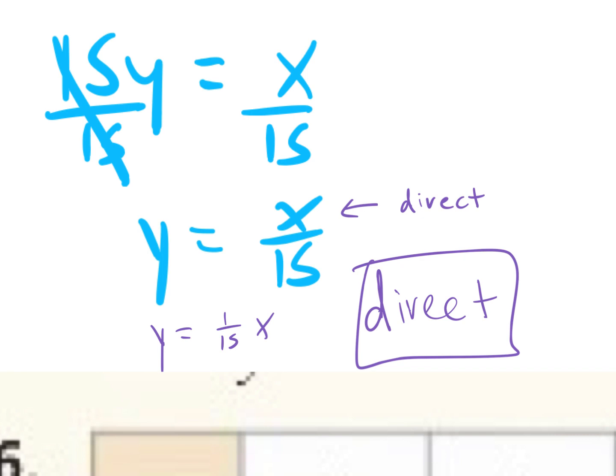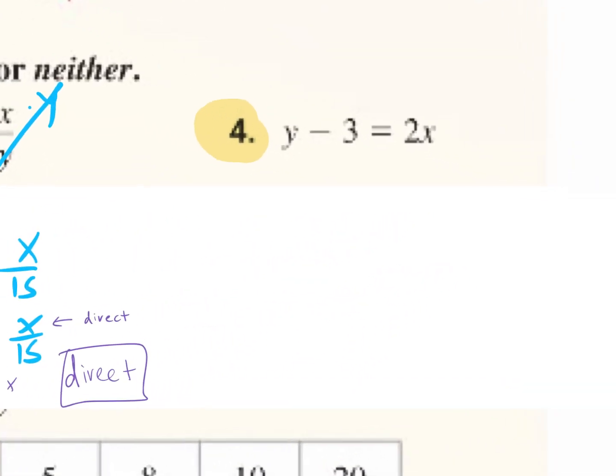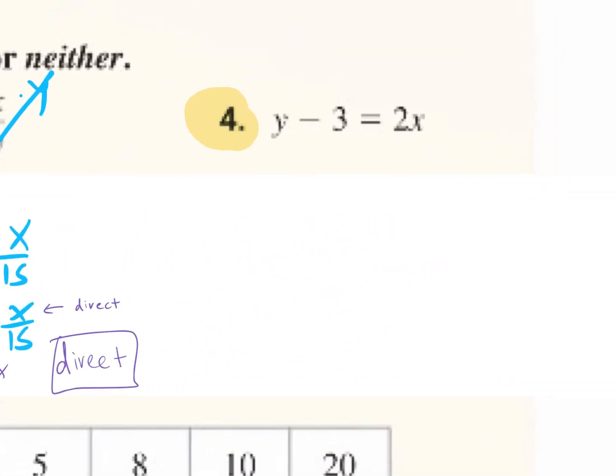Any questions here? Okay, let's look at number 4. What should I do here? Got to get the y all by itself. Move the 3. So we can add 3 to the other side. So y is equal to 2x plus 3. What do we think? Neither. Because that has that plus 3. It's not just 2x. It's not just multiplying or dividing the x. It has that plus 3, so that makes it neither.